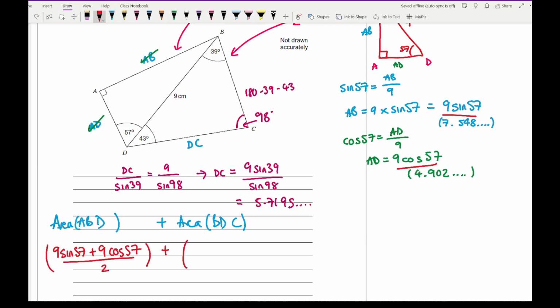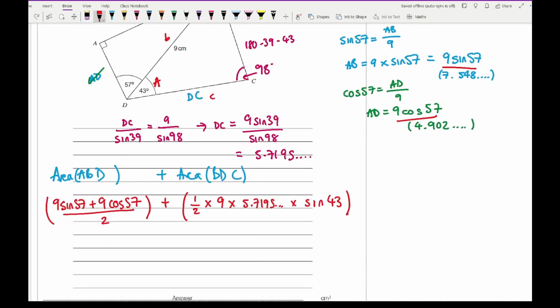Plus, and then to work this out, I'm going to take this as being A, this is going to be B, and that's going to be C. So I've got half times B, which is 9, times C, which is 5.7195, times sine of 43. If I type that all into my calculator, either separately or together, I get an answer of 36.05239, and I could then round that to 36.0, to 1 decimal place.